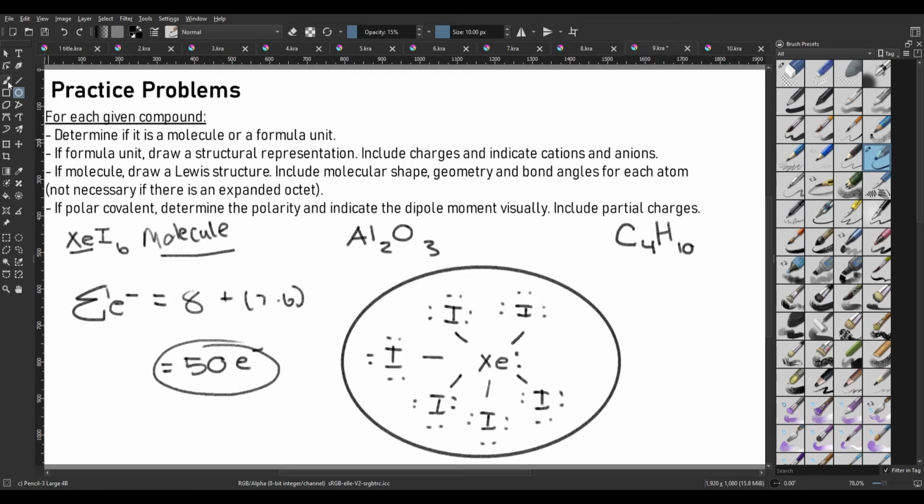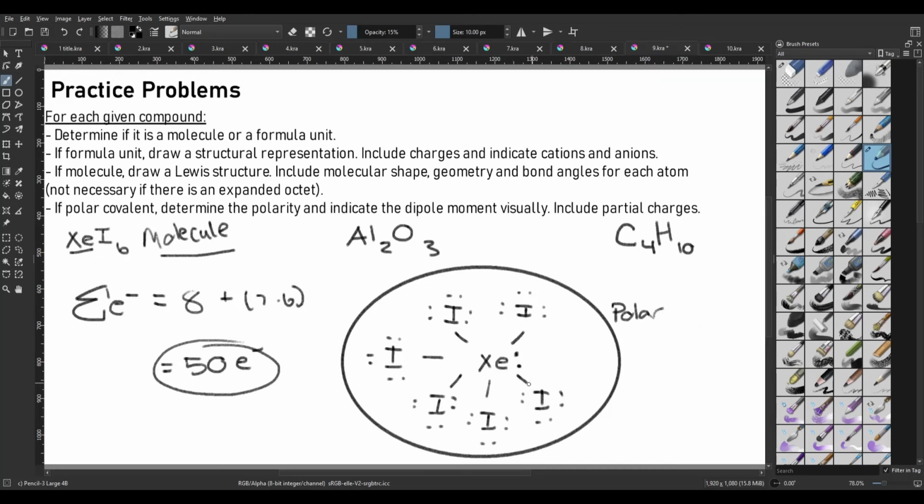And so the last part of the question asks if it's polar covalent. We're going to determine the polarity and indicate that with a dipole moment arrow. We're going to include partial charges. So is this polar or nonpolar covalent? Well, it's going to be polar. And remember, polar is just an asymmetrical charge distribution. Whenever there is a lone pair here, it's going to be considered polar.